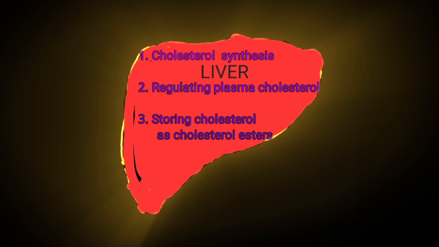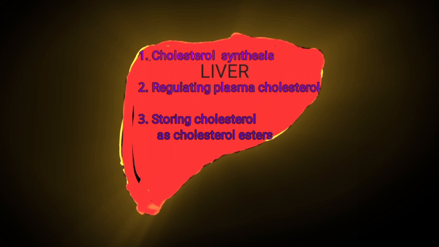The first one is that the liver output of cholesterol will ultimately determine the plasma levels of cholesterol. And the second one is that the liver can serve as a major storage site or depot for cholesterol by its ability to convert cholesterol to cholesterol esters and store it in specialized lipid vesicles.